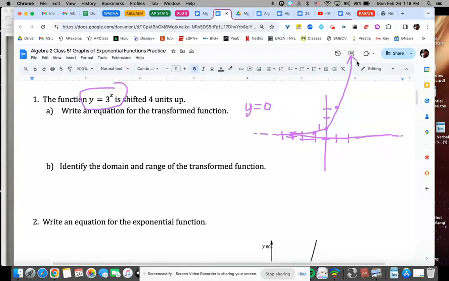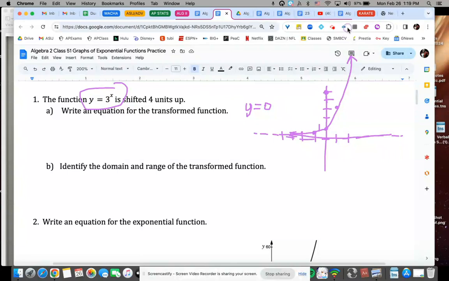So this is what we have, right? That's just this part of it. Now they're saying we're going to shift it up 4 units. So the whole thing's going to go up 4. This 1 value I had is going to go 1, 2, 3, 4 values up. So my starting amount isn't at 1 anymore. It's up here at 5.